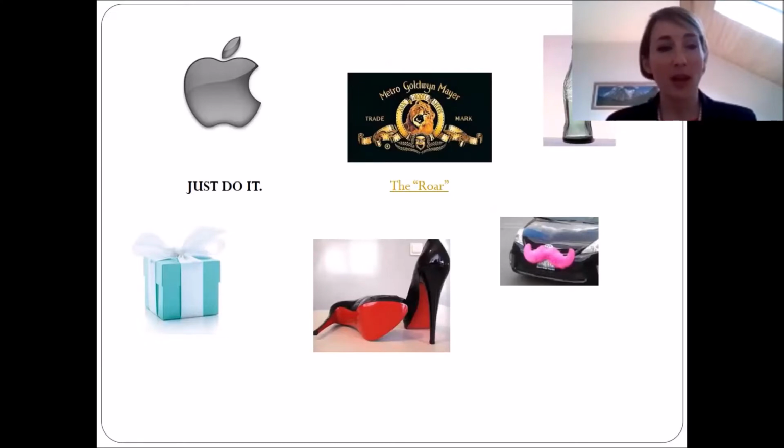So here are a few examples that you might see out in the world. The Apple logo, the Just Do It slogan from Nike, the Robin's Egg blue box exterior, so there's that product packaging we were talking about, from Tiffany's, the cherry red lacquer finish on the underside of the Louboutin, the Coke bottle shape, and, no longer in use, I believe, the fuzzy pink mustache from the Lyft ride-sharing service.